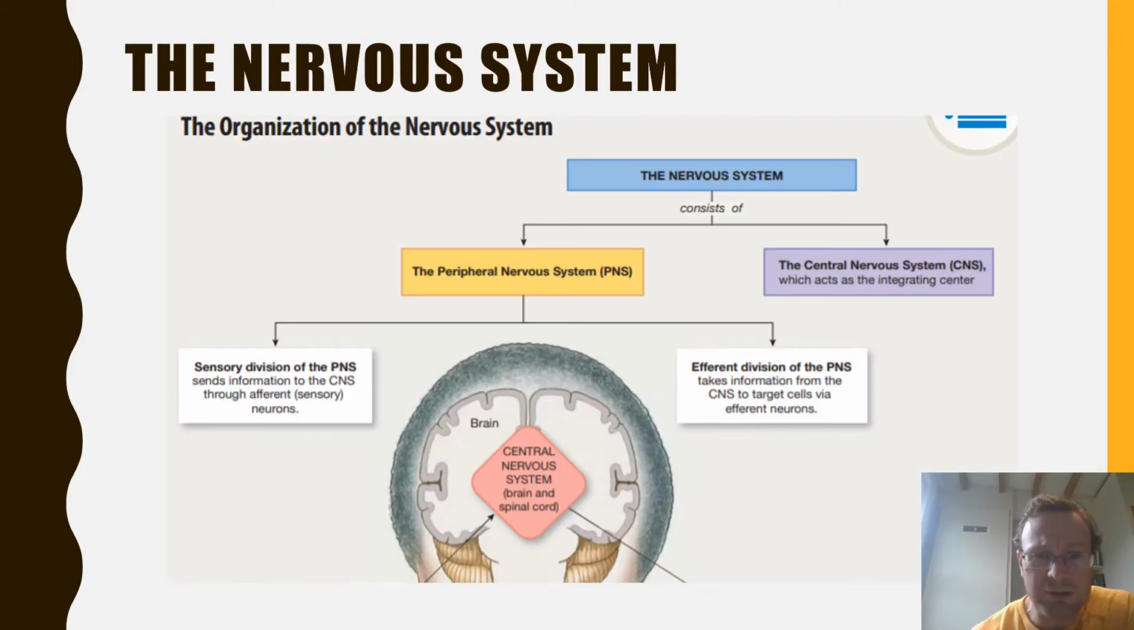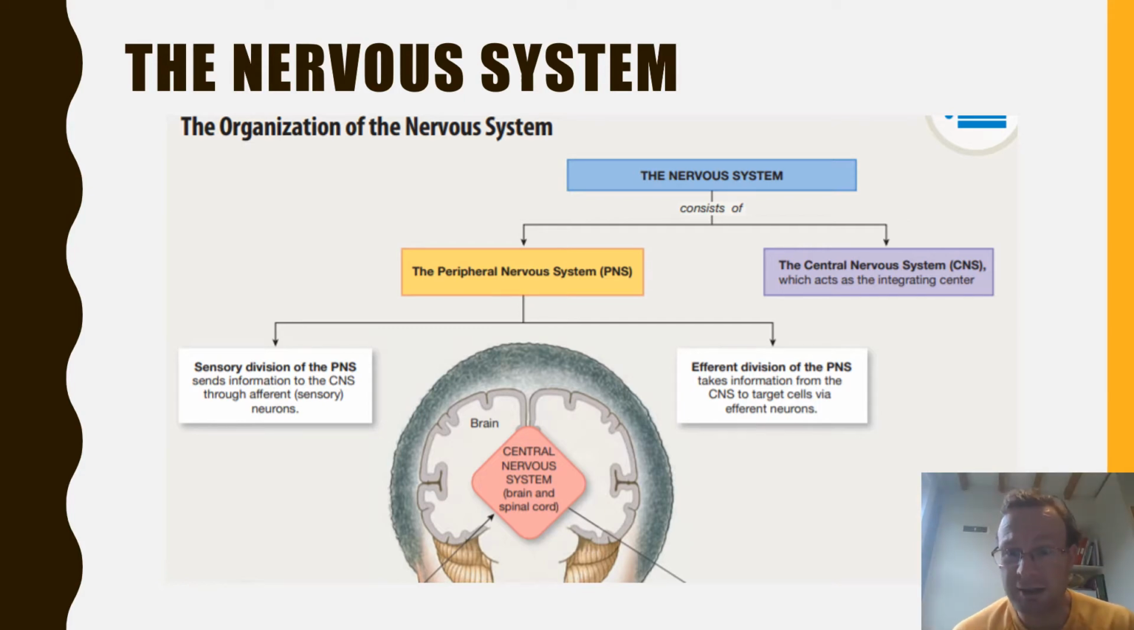To begin with, this shows the nervous system organization. If we think of the nervous system, it is a system that is really governed by our central nervous system. So this is our brain and our spinal cord. If you look at that little section in blue, our nervous system consists of, and then it breaks down into those two parts.